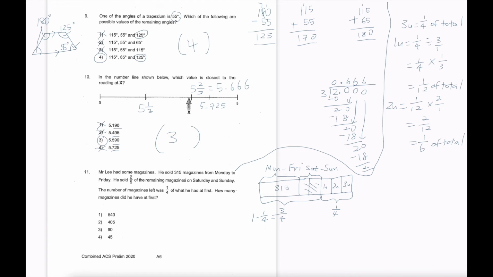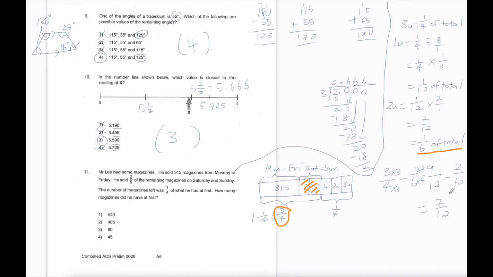So this 2 units here, I'm going to try and use another color, perhaps orange. I'm going to shade it. So this orange color part is actually 1/6 of total. Okay, so this whole thing is 3/4 of total. So how do I find out Monday to Friday is what fraction? What I need to do is I take 3/4, which is the total for Monday to Sunday, to minus away Saturday, Sunday, which is 1/6. Okay, so this is what I do. I'm going to get 7/12.